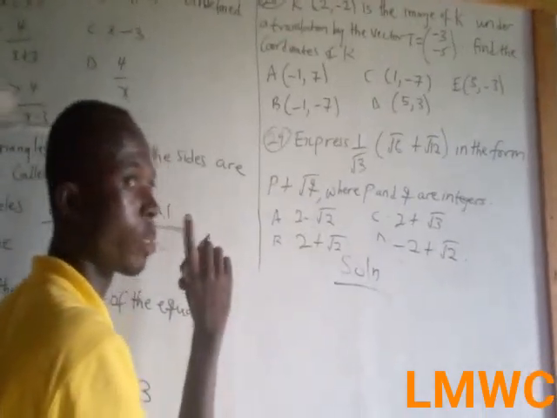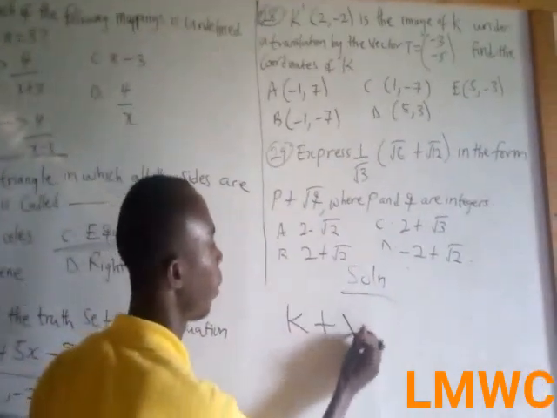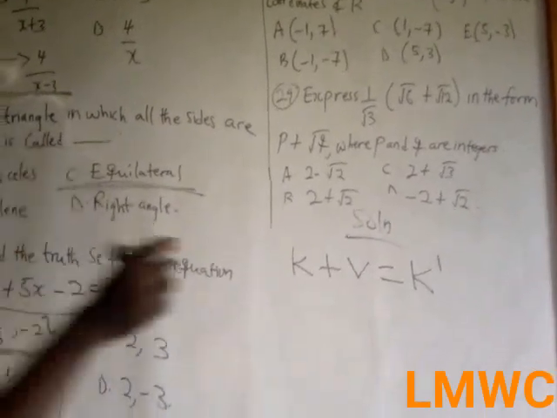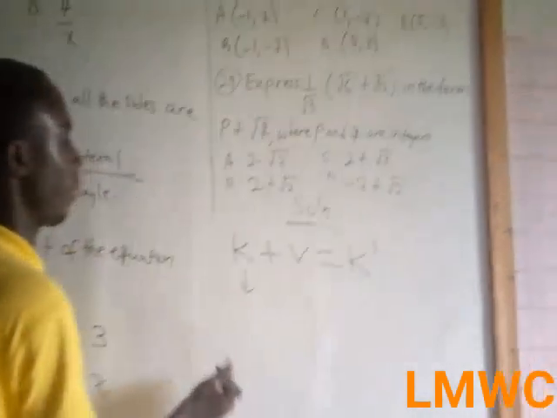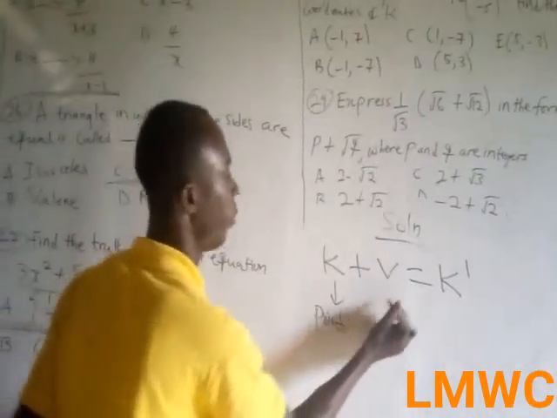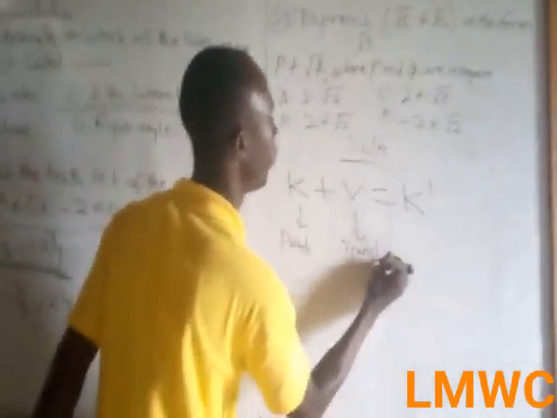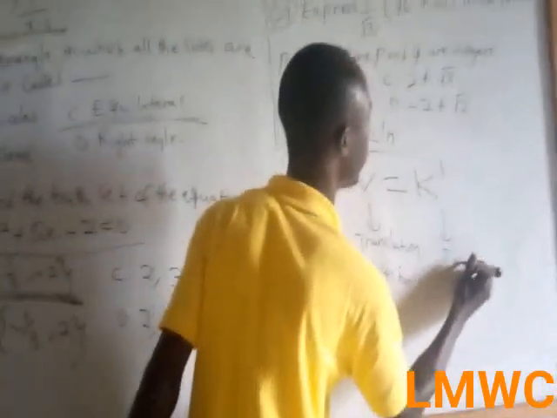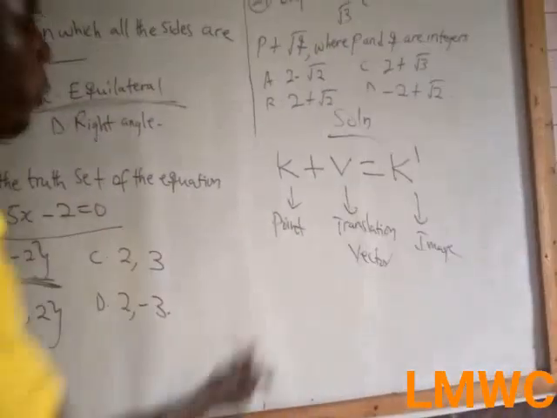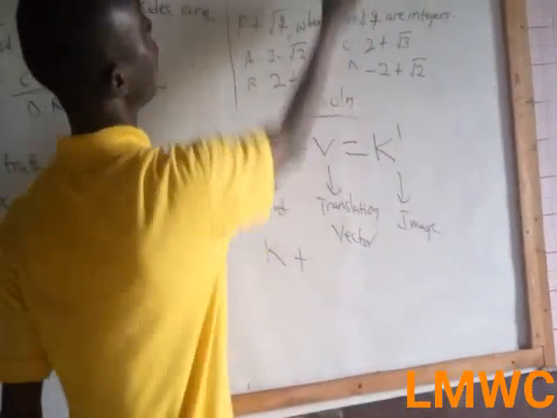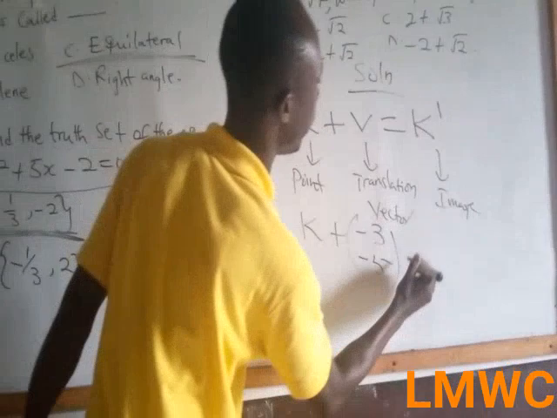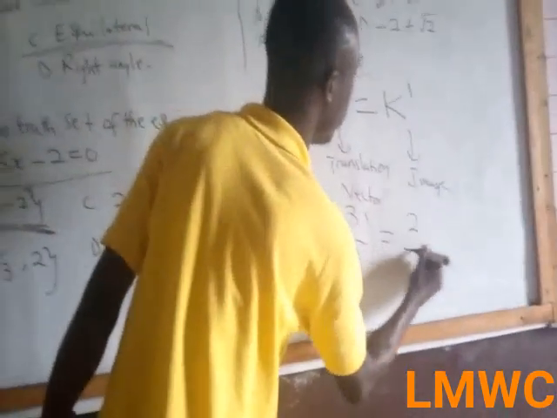K, that's the coordinates of K. K plus the translation vector will give us K1. This is the formula. K plus translation vector will give us K1, where K is the point, V is the translation vector, and K1 is the image. It's simple. We don't know K, plus what is V? V is the translation vector, negative 3, negative 5. And K1 is what? 2, negative 2.